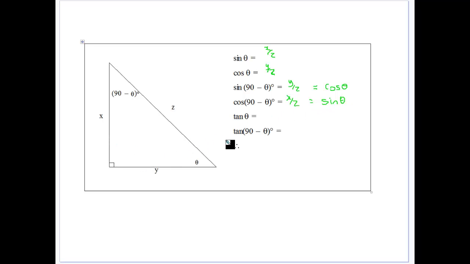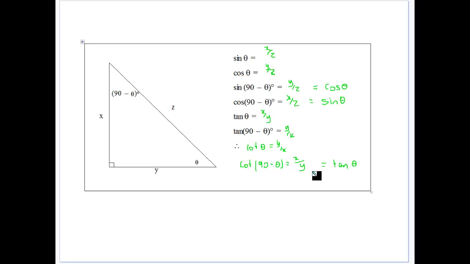Now, tan of theta would be x on y, and tan of 90 minus theta would be y on x. Even if we start to compare cotangent of theta, that would be y on x. Let's get that right. And cotangent of 90 minus theta would be equal to x on y. So what we're starting to see there is tan of theta and cotangent of 90 minus theta gave us the same thing. So we get a complementary relationship with cotangent and tangent in those ones as well.